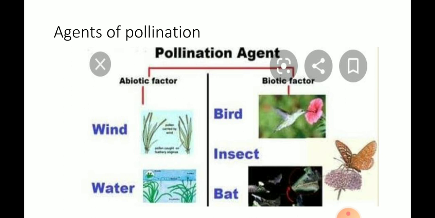Next our topic is agents of pollination. There are many agents helping the process of pollination. Wind, water, birds and insects play an important role in the process of pollination. These are called agents of pollination.